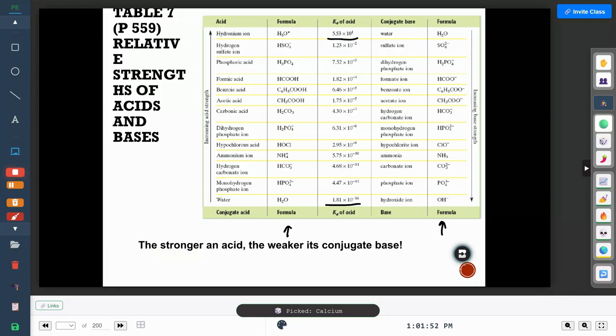The bigger Kas are going to be the stronger acids, right? And so 5.53 times 10 to the first is a bigger number than 1.81 times 10 to the negative 16th. And so this hydronium ion is a much stronger acid than the water is. Okay. And of course, that makes sense, right? Because hydronium ion is essentially what acids are all about. And so water would not be a very strong acid, but hydronium ions would be.